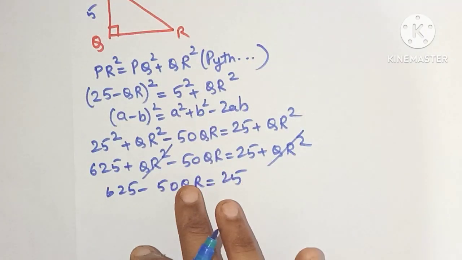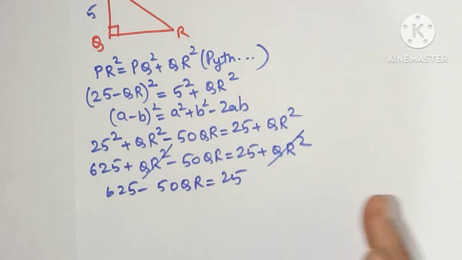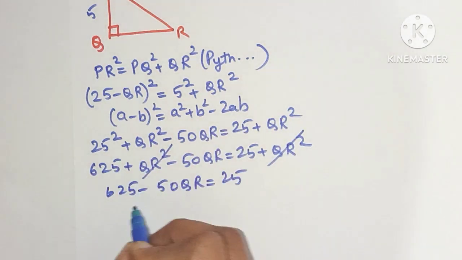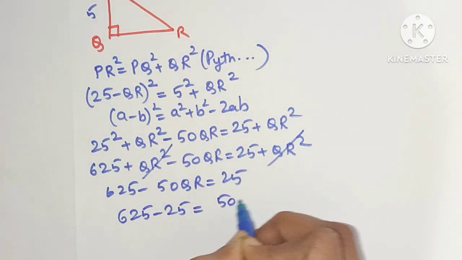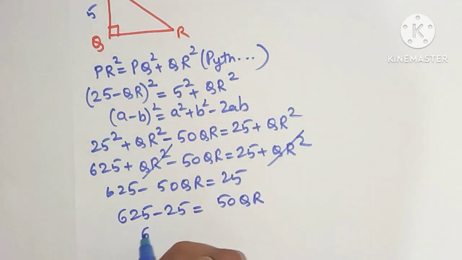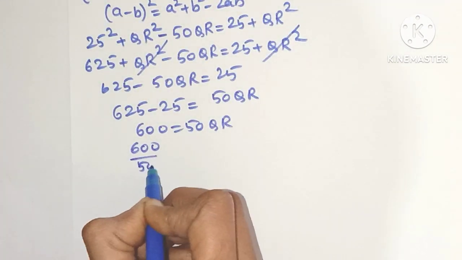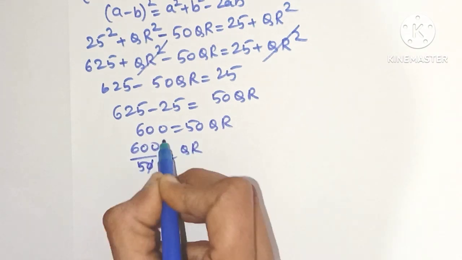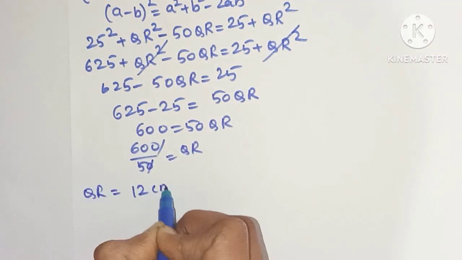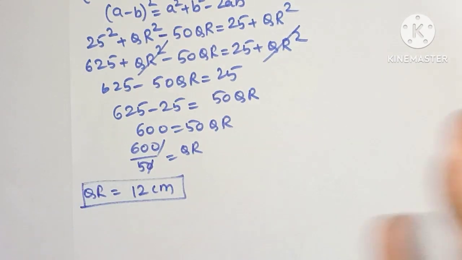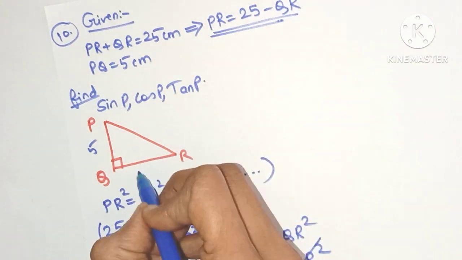So let me just bring the constants together and the variable on one side. I'll get 625 minus 25 equal to 50 QR. So this is nothing but 600. So 600 by 50 equal to QR. So this is 12, right? So QR is 12 centimeter. That's great. We have found out one of the sides. We have found QR as 12.